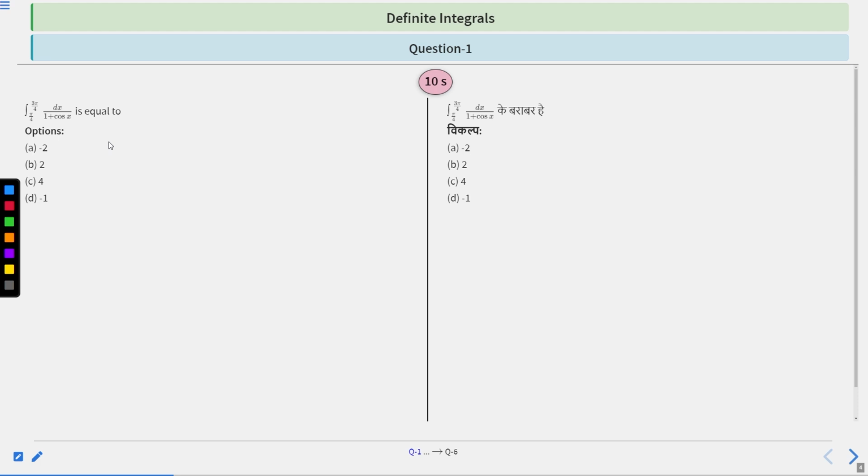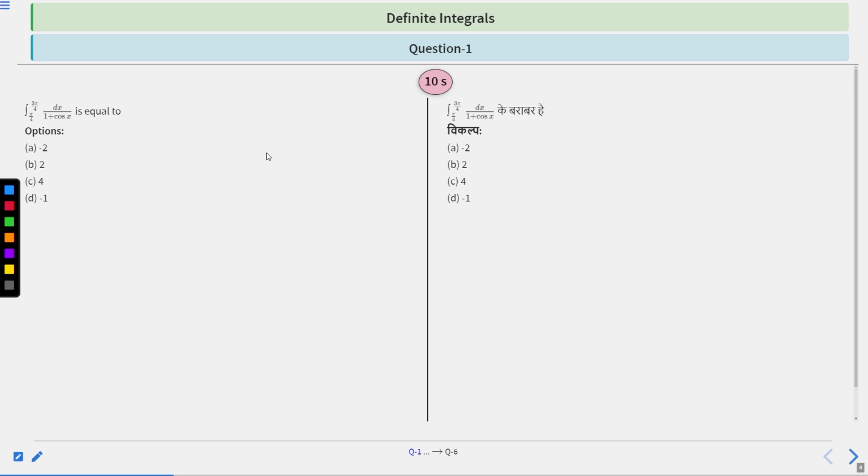You can replace 1 plus cos x using tan square x by 2, like that. This was the basic method of indefinite integrals. Or you can apply the formula: integration from 0 to a of f(x) is equal to integration from 0 to a of f(a minus x). That is, if the integration is from a to b, then integration from a to b of f(x) is equal to integration from a to b of f(a plus b minus x) dx. So you can use these things to solve this question.